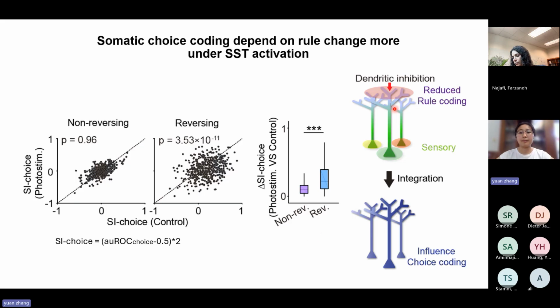So the rule information, top-down information reaching the dendrites, can influence the output coding. Am I saying it clearly? Yeah, thank you. Okay.